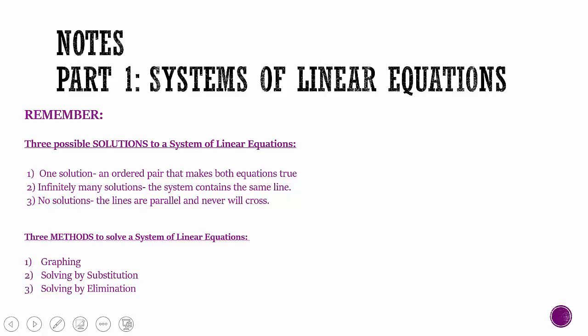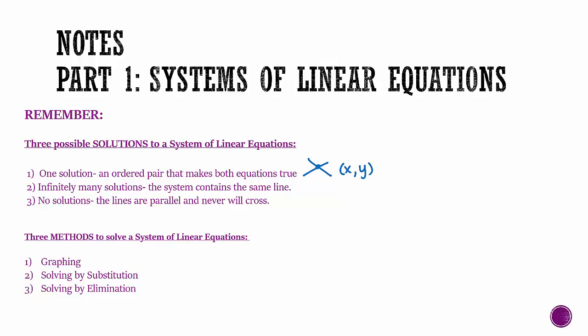So this was in our slides from last time, but remember there's 3 possible solutions that you can get when you solve a system of linear equations. You can get one solution, and remember when we graphed it, that's where they crossed. Today we're not going to graph, but we're going to find an ordered pair that makes both of them true. So we're going to get an x and a y. Our other option is to get infinitely many solutions.